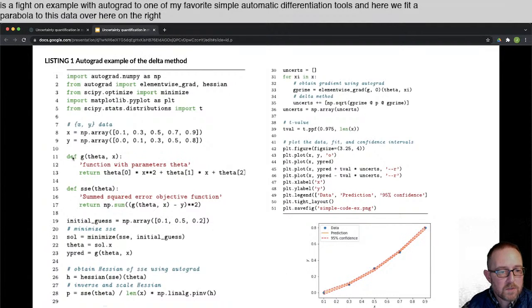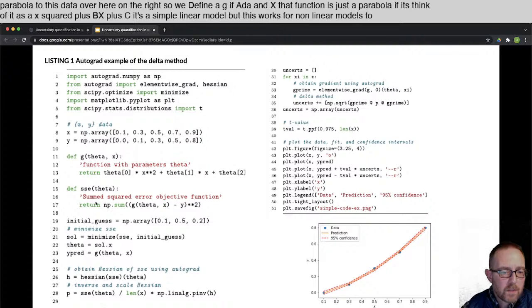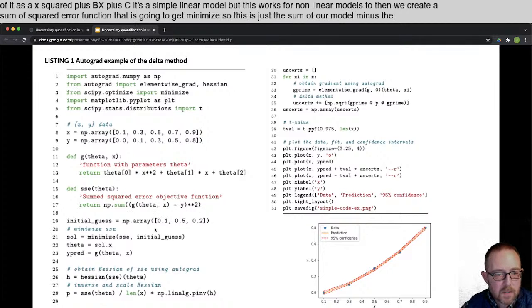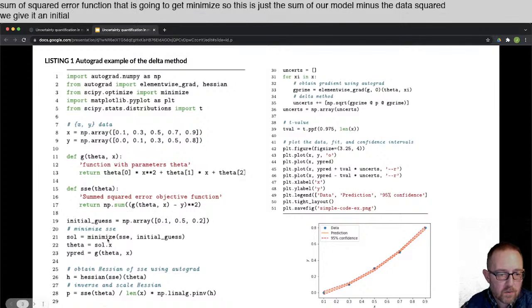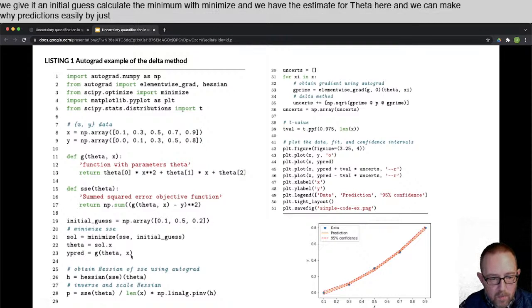So we define g of theta and x. That function is just this parabola. You could think of it as a x squared plus b x plus c. It's a simple linear model, but this works for nonlinear models too. Then we create a sum squared error function that is going to get minimized. This is just the sum of our model minus the data, squared. We give it an initial guess, calculate the minimum with minimize, and we have the estimate for theta here, and we can make y predictions easily by just calling the original model.